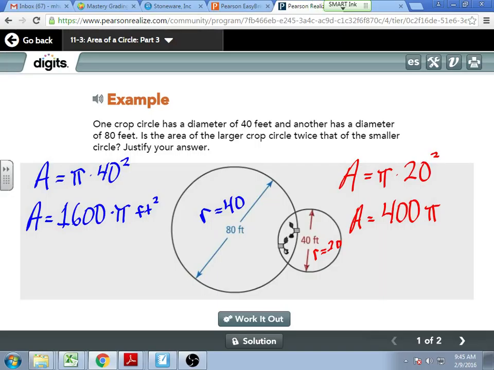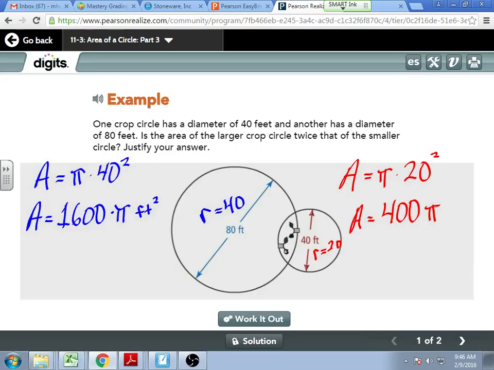Because we're starting to run out of time, if you left these in terms of pi, which is way easier, you would have gotten 1,600 pi feet squared and 400 pi feet squared. So is my bigger circle double? Oh, it's quadruple. It's quadruple.